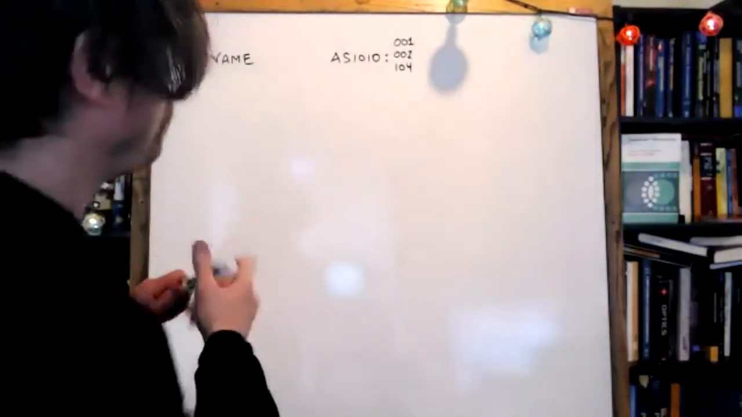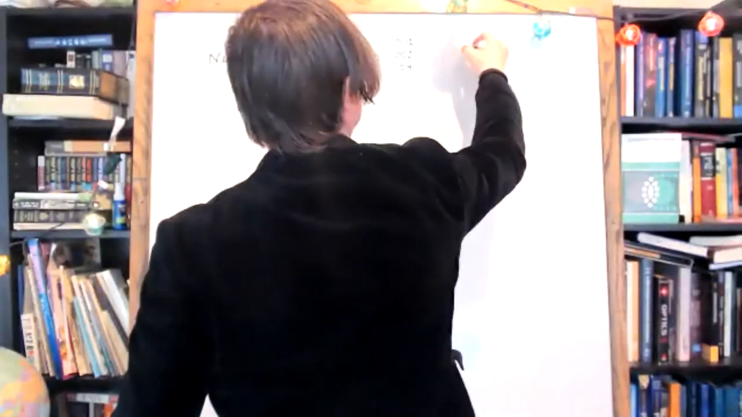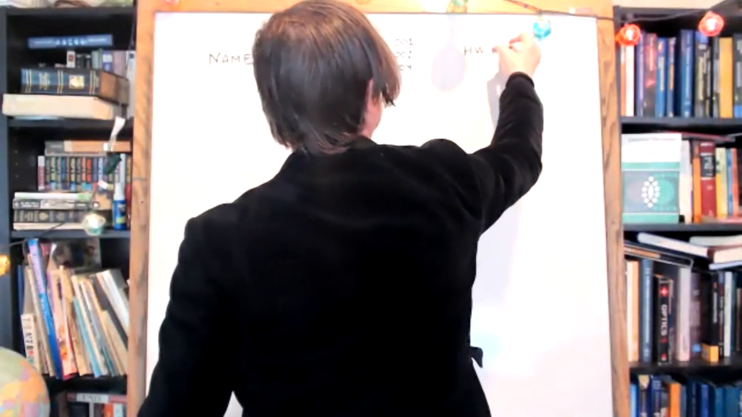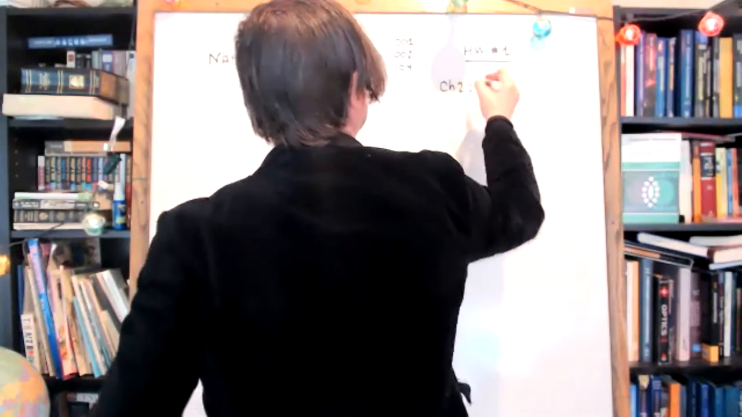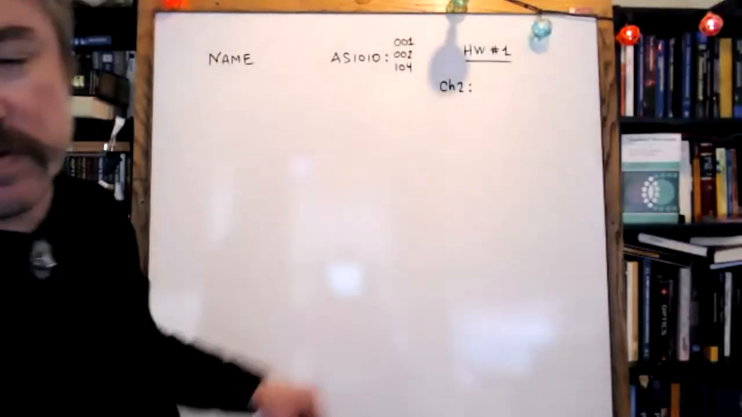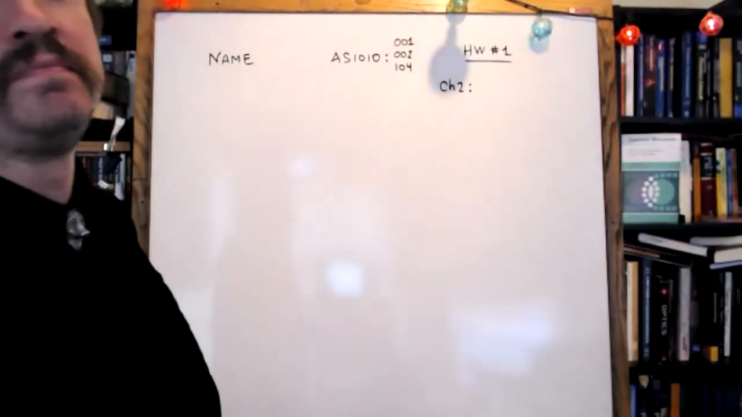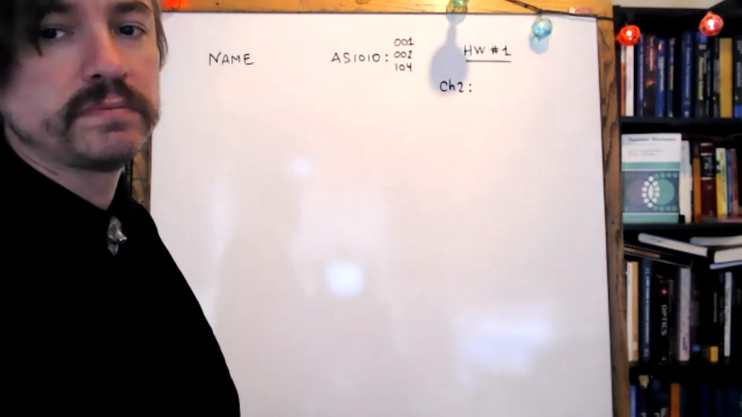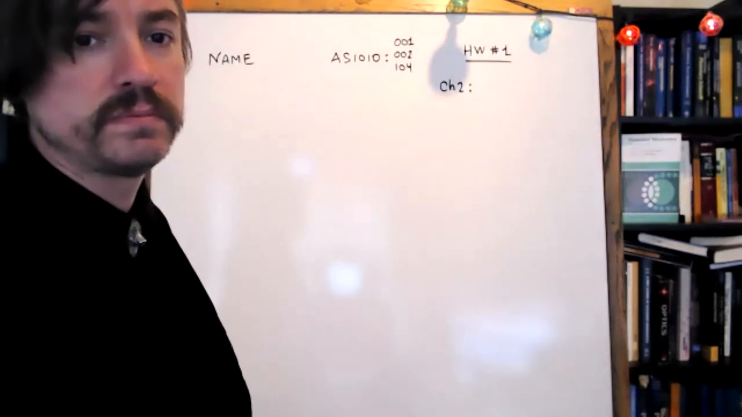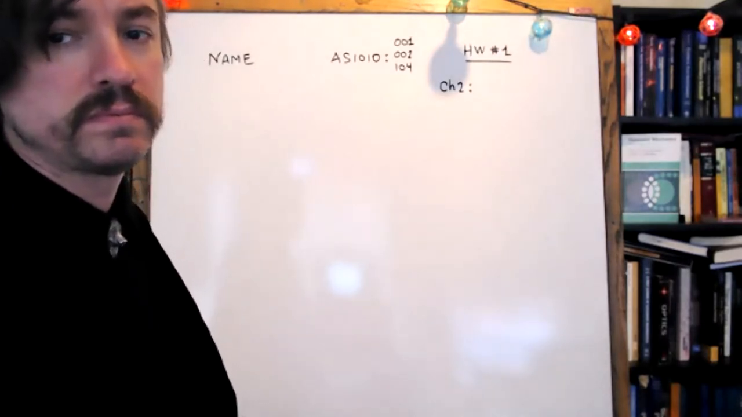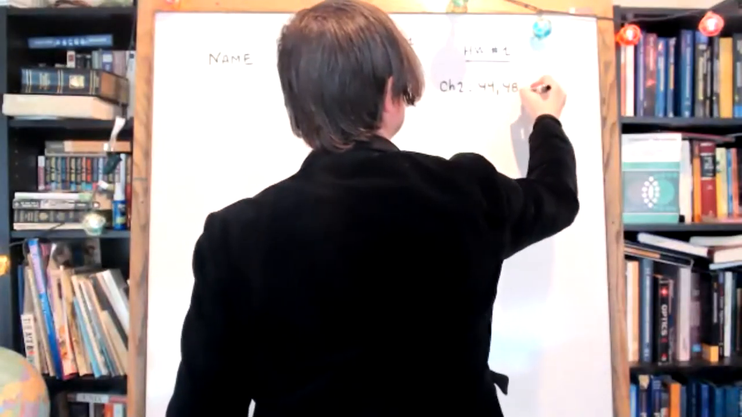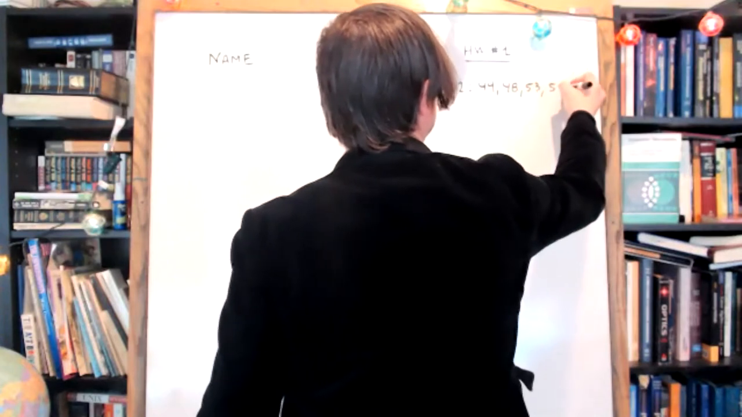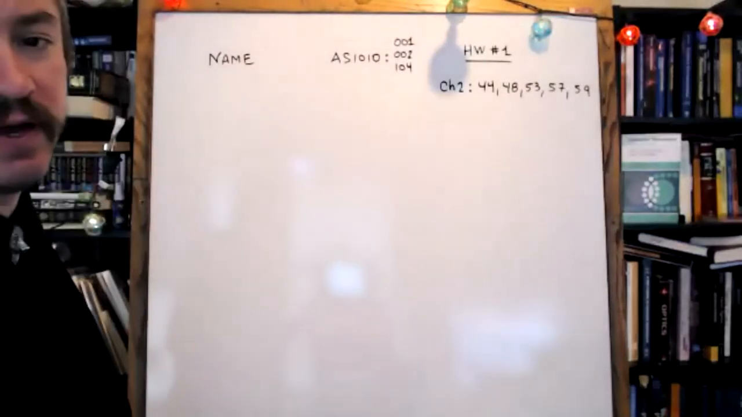Okay, guys, we're going to be doing homework number one. So let's label that so that we can remember which homework we've done. And the homework assignment is 5 problems from chapter 2. Can you guys read me the numbers so I don't have to go look it up? Mm-hmm. 53, 57, and 59. Okay. That'll just kind of help us keep track of what we're doing here.